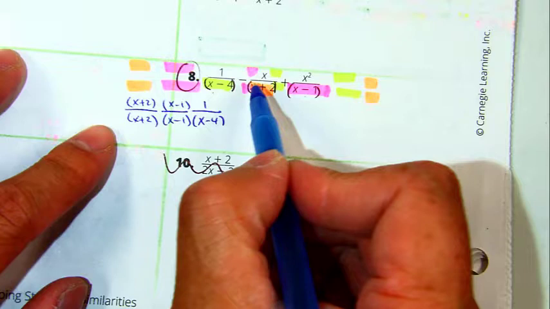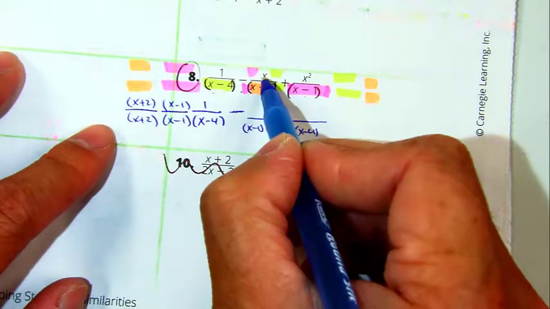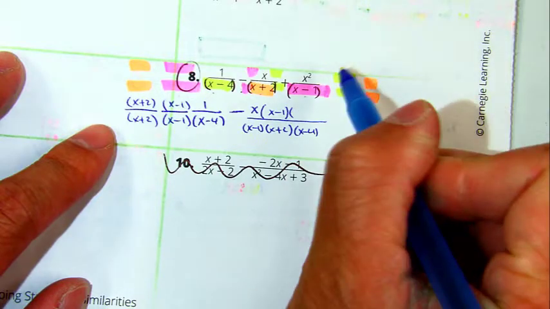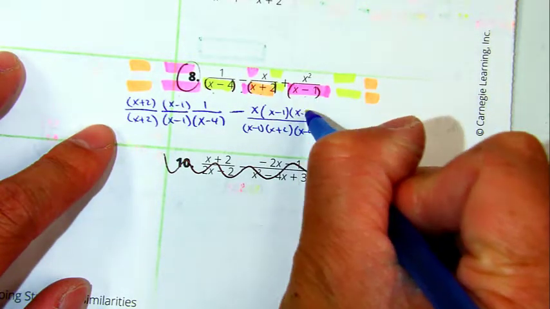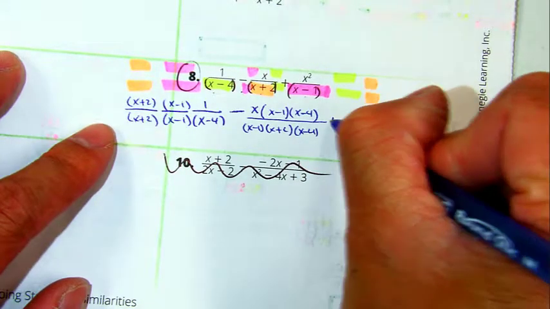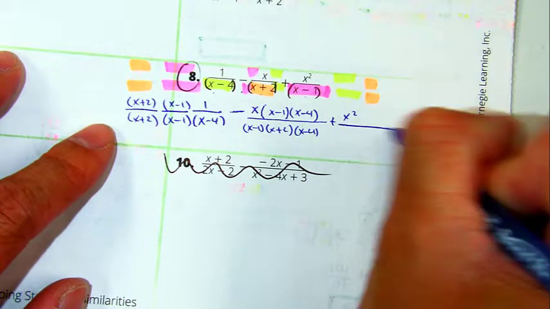Essentially, you're going to multiply the x after you multiply the pink, which is x minus 1, and the yellow, which is x minus 4. And then positive x squared times the yellow, which is x minus 4, and the orange, which is x plus 2. So x minus 1, x minus 4, x plus 2.